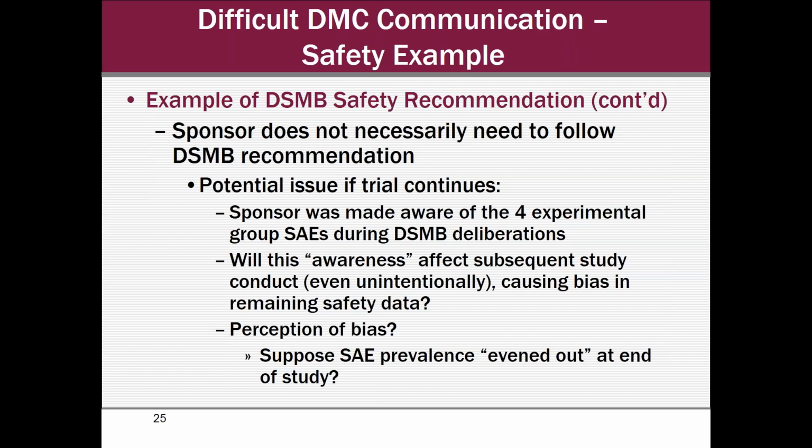because now the sponsor is made aware that there are 4 experimental treatment group liver function adverse events. And will this awareness affect the subsequent study conduct, even unintentionally, causing bias in the remaining safety data? I mean, what if when the trial was done, those were the only 4 liver-related serious adverse events? Would people start thinking, well, something's going on here? They changed their reporting. I mean, bias and the perception of bias are almost just as bad.